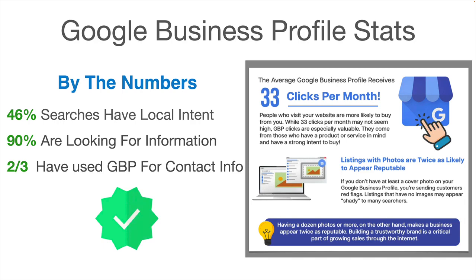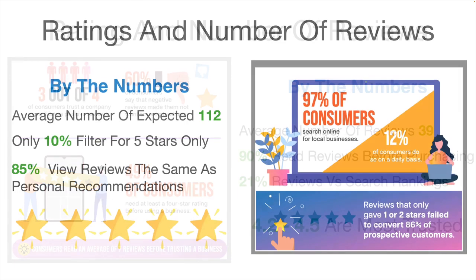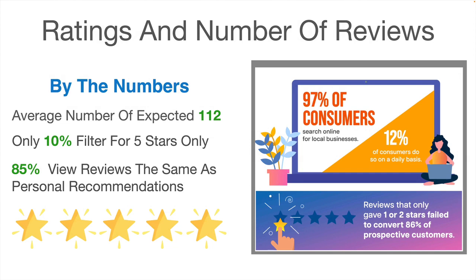When they're looking at these profiles, they also want to know the overall number of reviews and the rating of this business. Now, key number here, 39, right? A little over 3 dozen. The average number of reviews on a business, 39. Keep that number in mind, right? 4.2 to 4.5 is the most trusted. So if they have less than average or below 4.2, I can identify that business as somebody that I can potentially work with. In addition to that, the average number of expected reviews is 112. 85% of people trust reviews as much as personal recommendations.